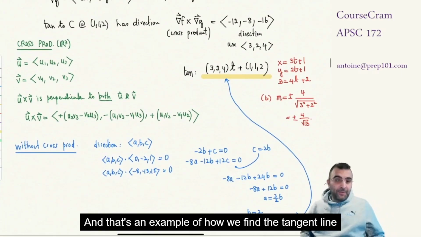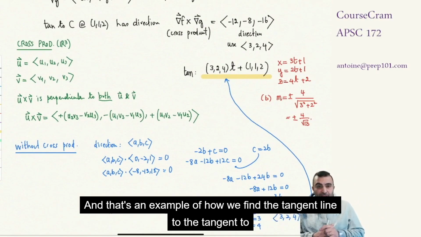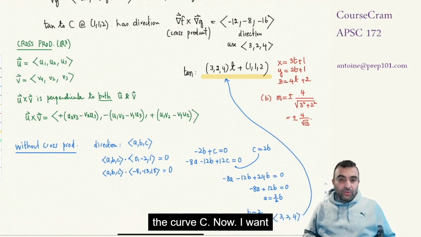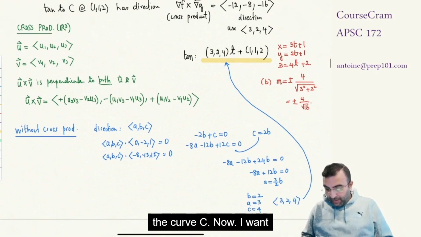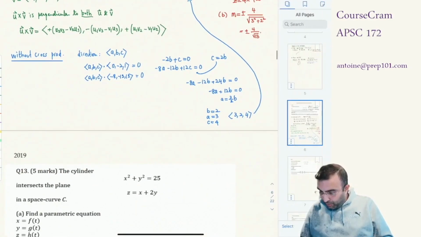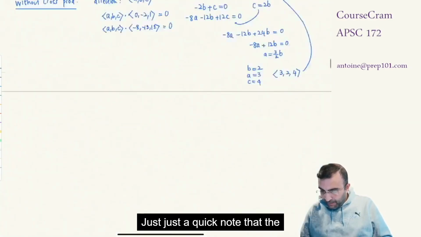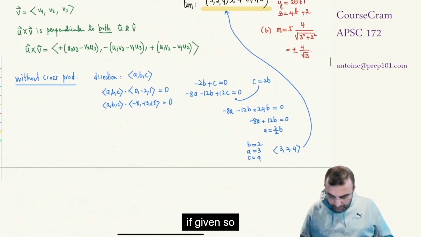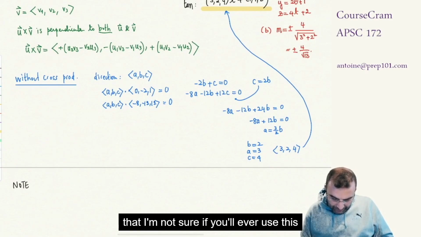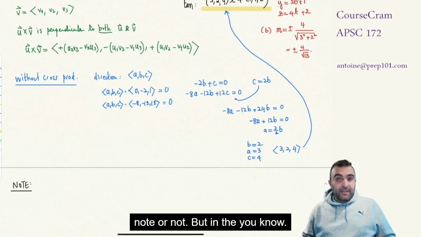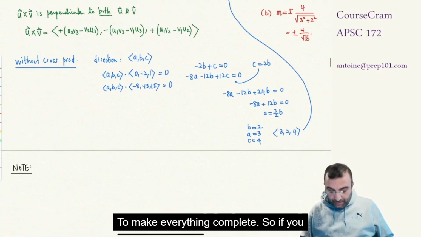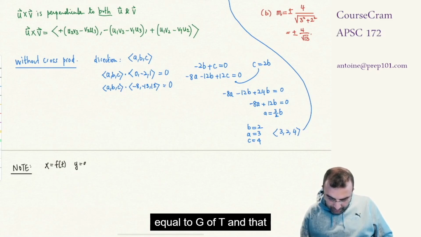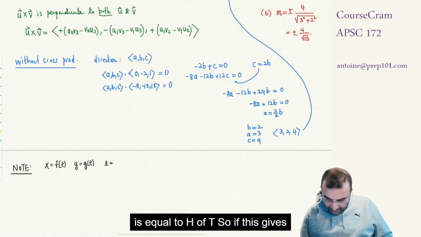And that's an example of how we find the tangent to a parametric curve, the tangent to the curve C. Now, I want to add a note before I go. Just a quick note, so I'm not sure if you'll ever use this note or not, but to make everything complete. So if you have x is equal to f of t, y is equal to g of t, and z is equal to h of t.